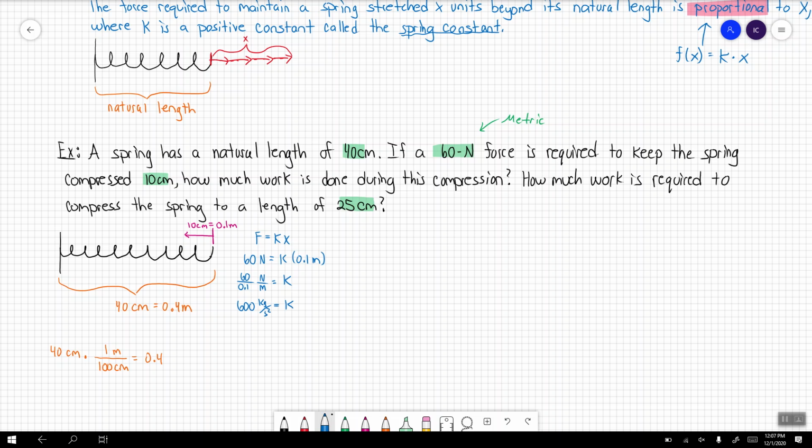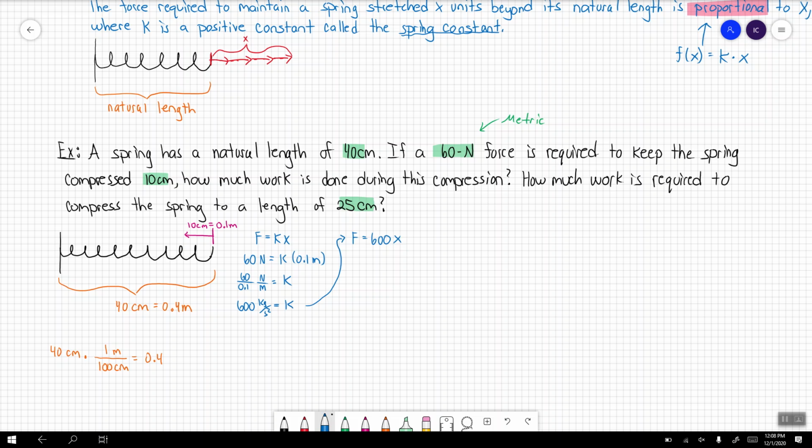So now that we have the K value, we can identify that the force of this spring is going to be given by 600x. Now, the unit of measurement for the K value is kilograms per second squared. But if we're multiplying this by x because of our equation for force, then we get kilograms per second squared multiplied by meters, and that is equivalent to a force.